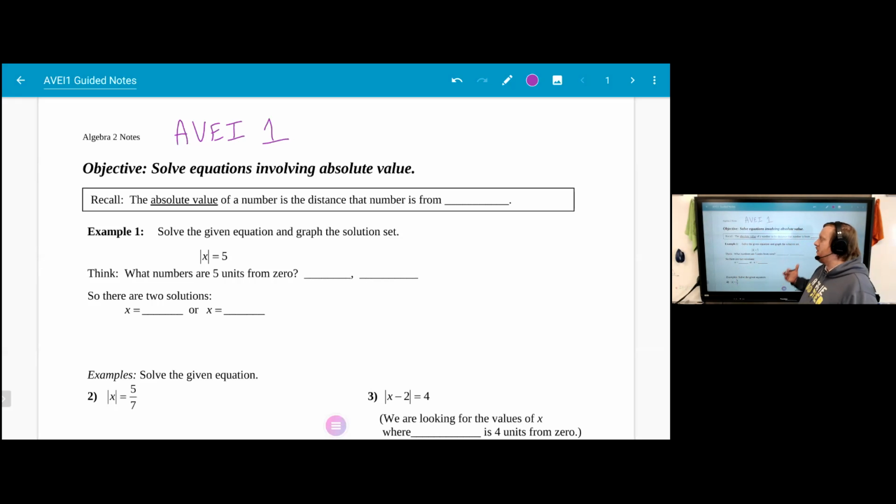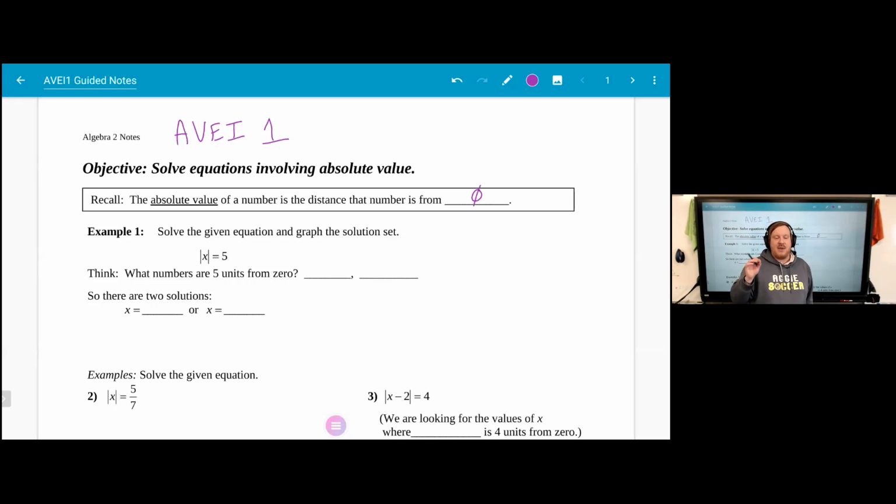Let's go back to a reminder of what absolute value is. Remember that the absolute value of a number is the distance that that number is from zero. It's just a distance measure. It's not a direction measure. That's why we're going to take away the negative sign. It's just a distance measure. We're not going to graph this solution set, but I'm going to look at this here.